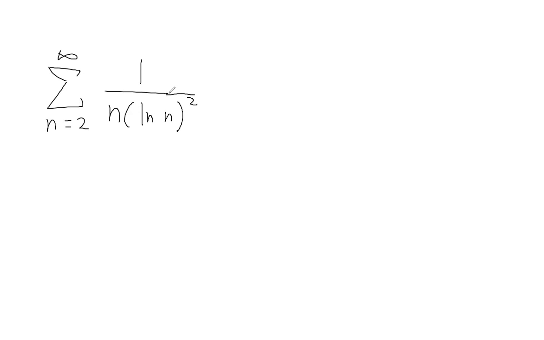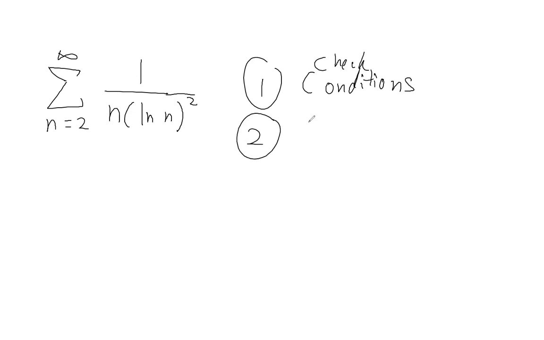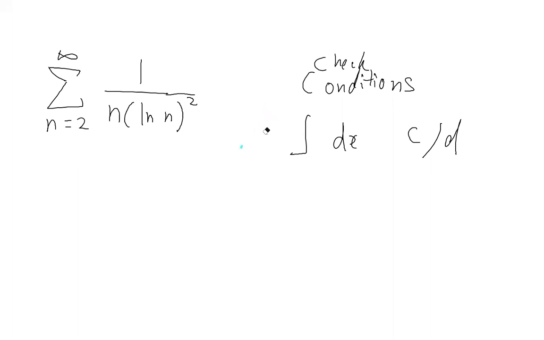Okay. So I'd like you to try this example on your own. You can pause the video a while and try it on your own. The series from n equals 2 to infinity of 1 over n ln n squared. Right, so remember, the first thing is to check the conditions. And remember, we're going to transform it into an integral and see whether it converges or diverges. So in the end, you'll find this one converges.